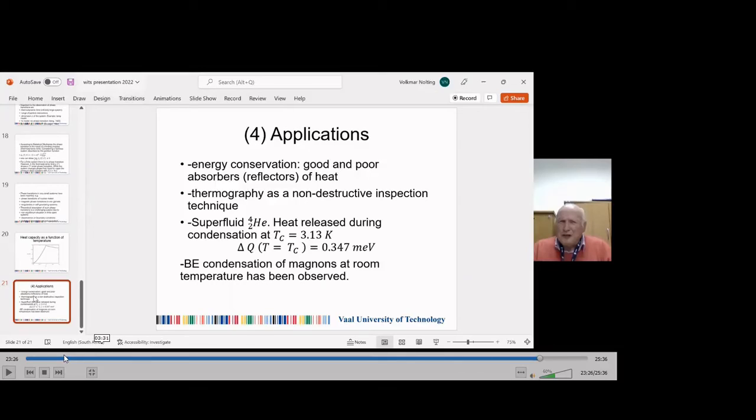In the case of superfluid helium-4, one can calculate the heat released during condensation, and that comes out from a theoretical calculation as 0.347 milli-electron volt, and it would be interesting to compare that with corresponding experimental values. You can see here that the transition temperature is normally very low, only a very few degrees Kelvin. However, in the case of magnetic systems, Bose Einstein condensation of magnons has been observed at room temperature, and from these observations, the phase transition should be able to be observed much more easily, and more interesting results can be expected from such experiments.